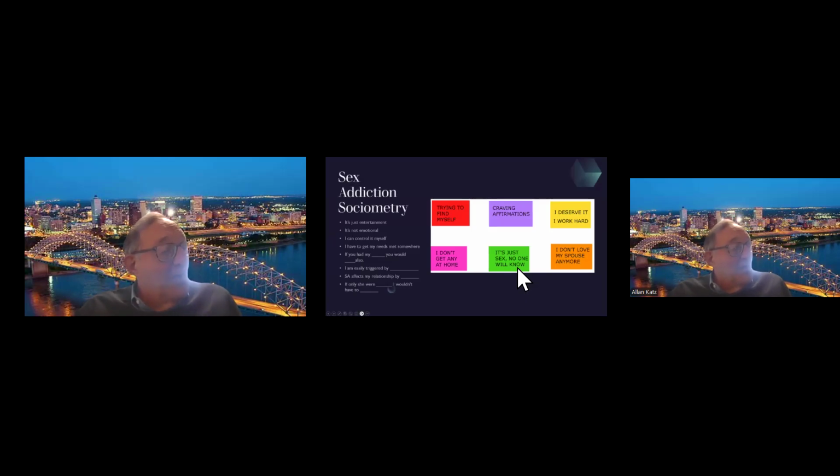So what you put on the floor are, imagine these are little sheets of paper. Talking about sex addiction specifically, these are some ways to figure out where the person is at. So these are some of the why questions. Trying to find myself. I don't get any at home. It's just sex. No one will know. That's an excuse. Craving affirmations.